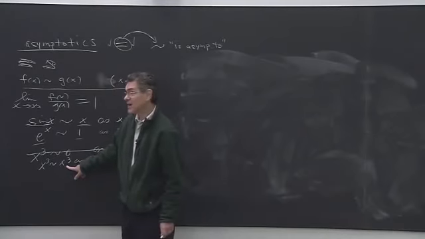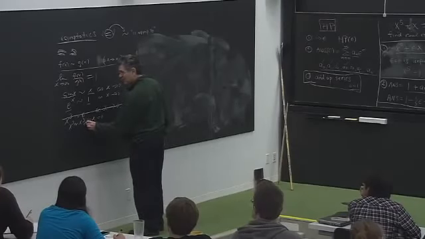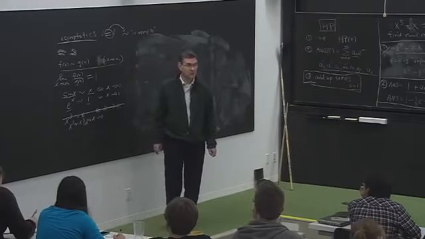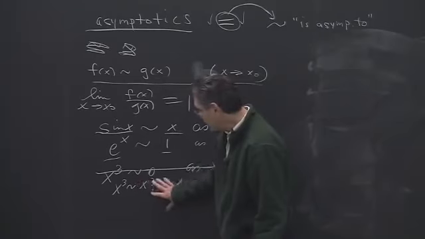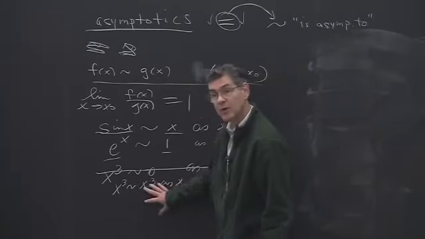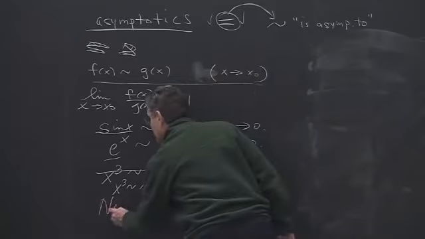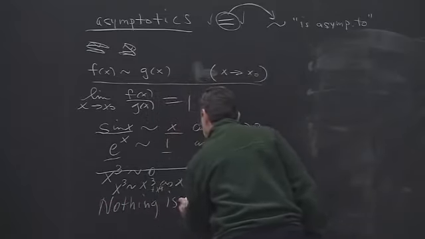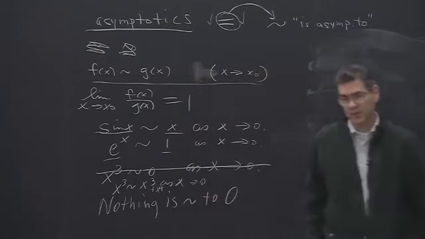Of course, I could write it in a more complicated way. I could say x cubed is asymptotic to x cubed plus x to the 4th as x goes to 0. That's true. But if I'm trying to put a simpler thing on the right-hand side, I don't know a simpler thing. So remember that nothing is asymptotic to 0, ever. Nothing is ever asymptotic to 0.